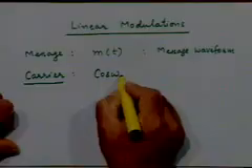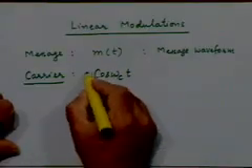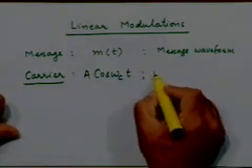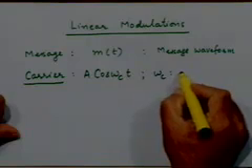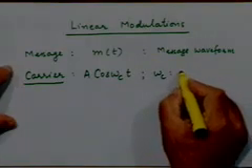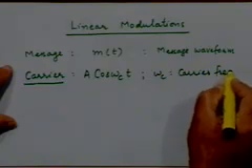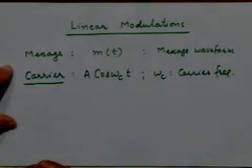in each case, as far as this theory is concerned, we will denote our carrier by simply cosine omega ct or some A cosine omega ct, where omega c is the carrier frequency in radians per second, right?